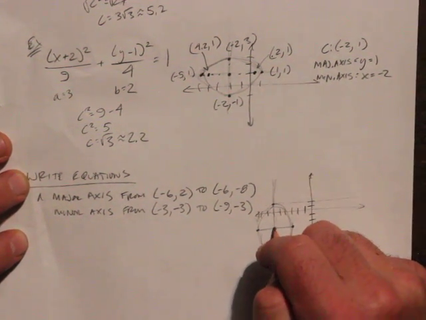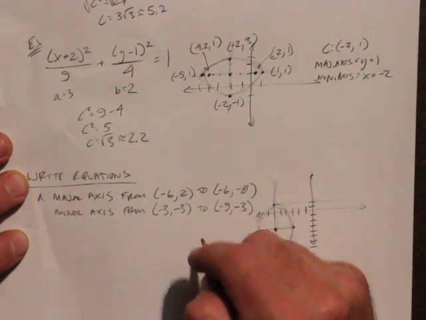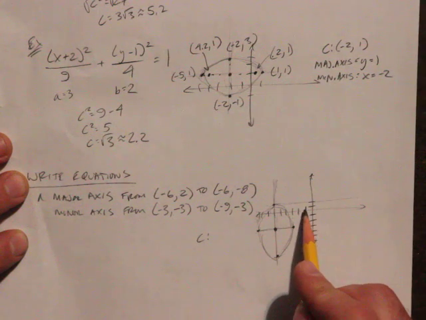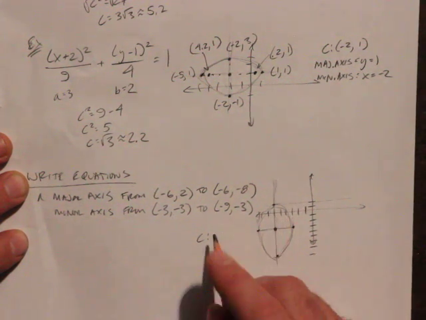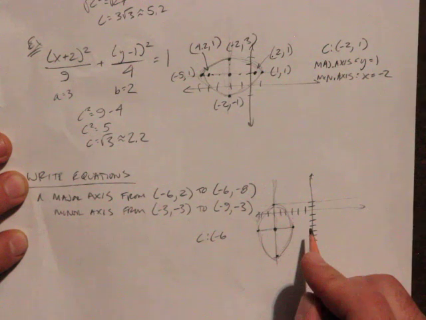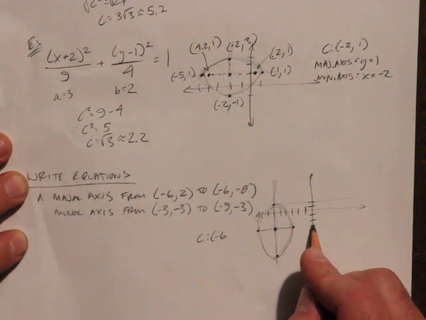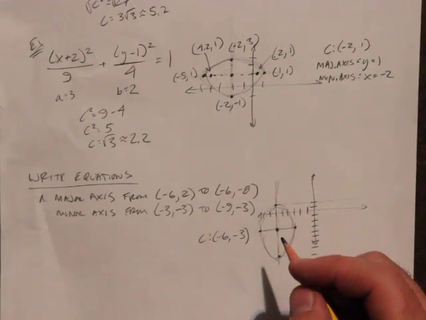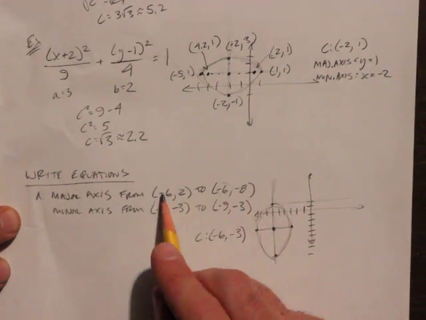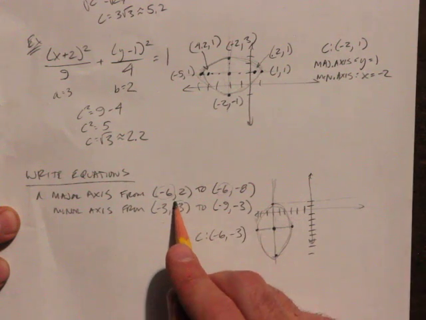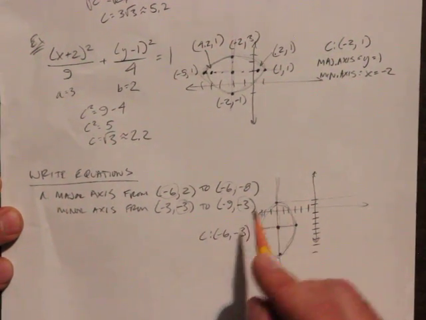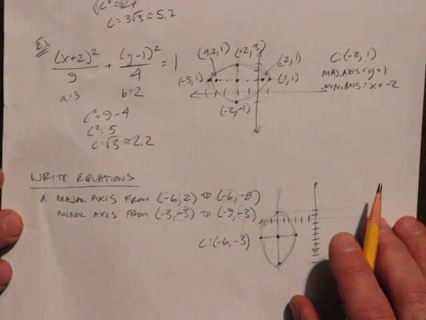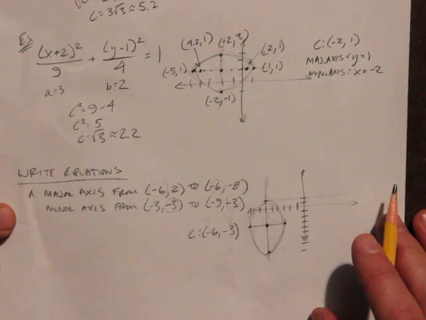So right here is my center. My center is negative 1, 2, 3, 4, 5, 6, and negative 1, 2, 3. -6, -3. Notice how the x value for both of these is -6. The y value for both of these is -3. So I can put the 3 there and the -6 there. There we go. I have the center. That's another way to do it.